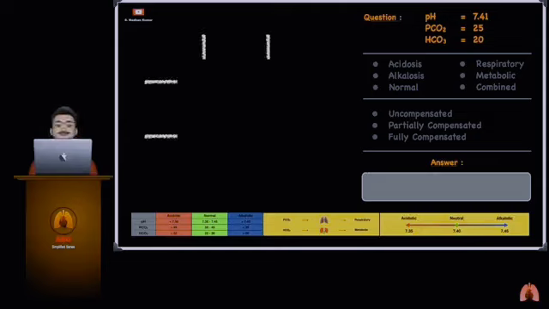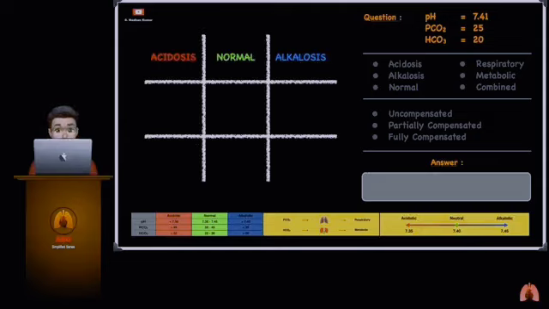Let us see one more example. Here pH is 7.41, which is normal, so mark it under normal column. PCO2 is 25, which is alkalotic, so mark it under alkalosis column. HCO3 is 20, which is acidosis, so mark it under acidosis column. As we can see here, pH is normal and the other two values are abnormal. So we can conclude that it is fully compensated.